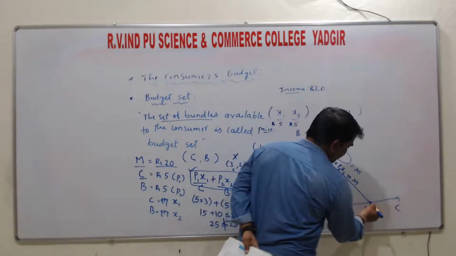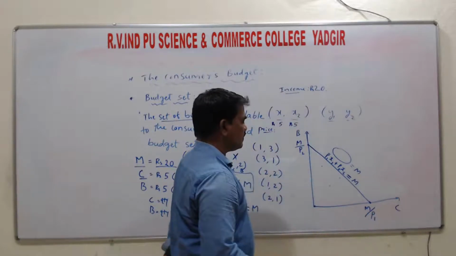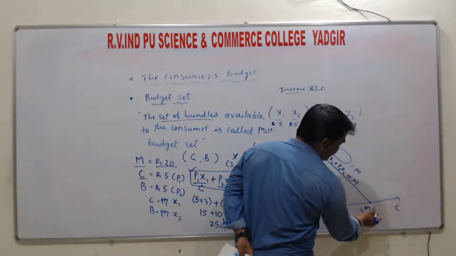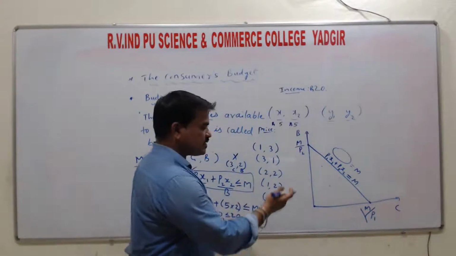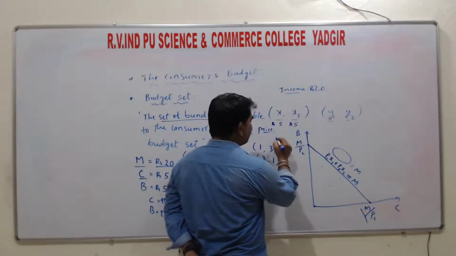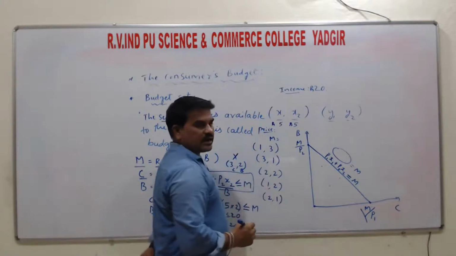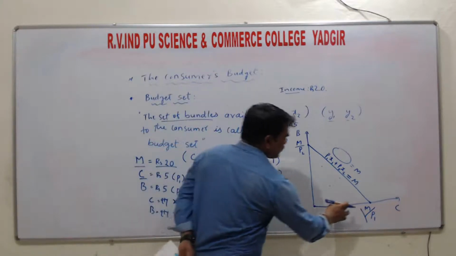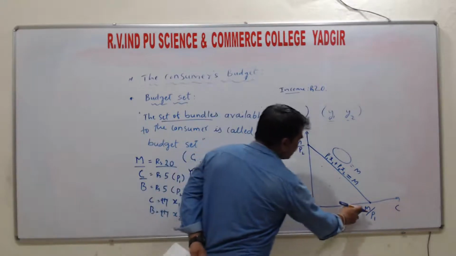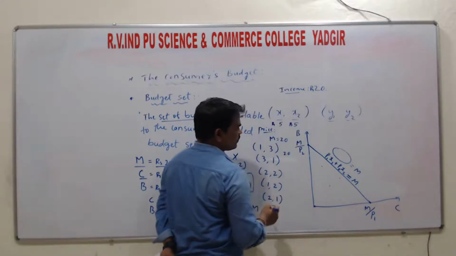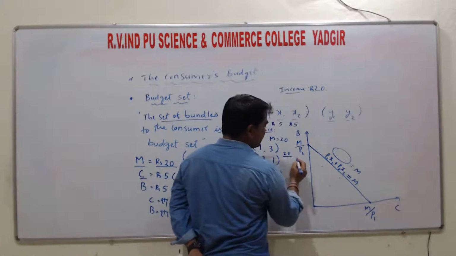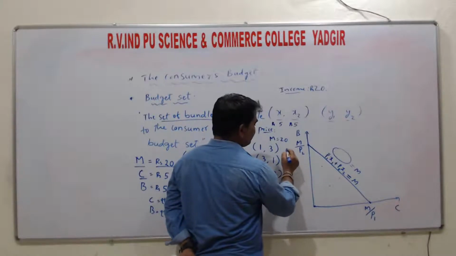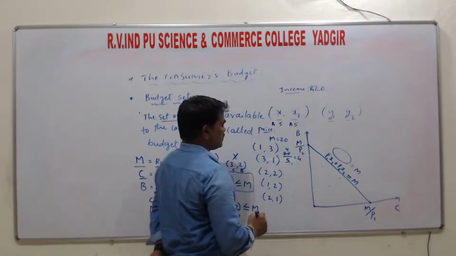Now this point gives us, how we will get this point by doing this, m divided by p1. So we will check that as well. What is m here? The income of the consumer we have taken 20, correct? Now m is 20. And P1, we know P1 is the chocolate price, that is 5. How much will we get? 20 divided by 5 is 4. So 4 chocolates.